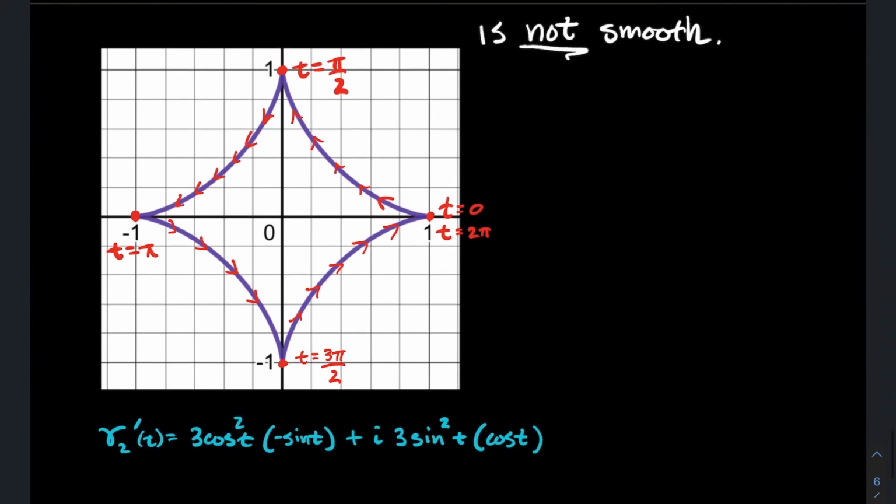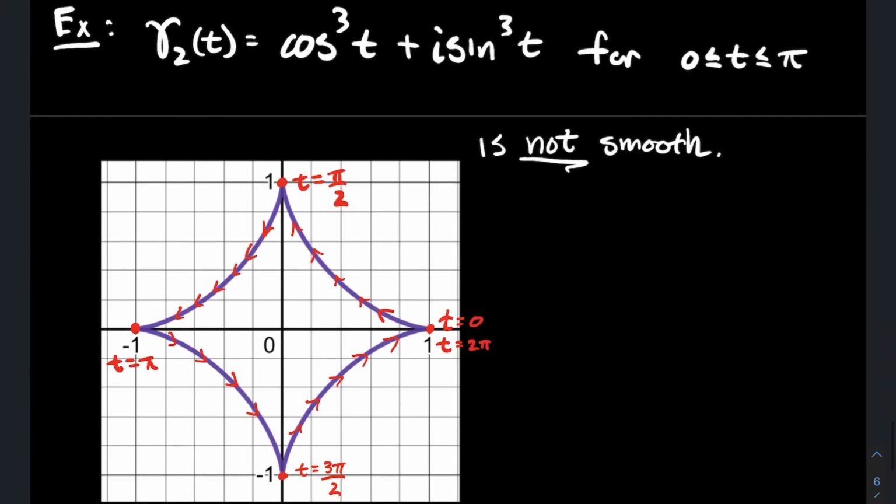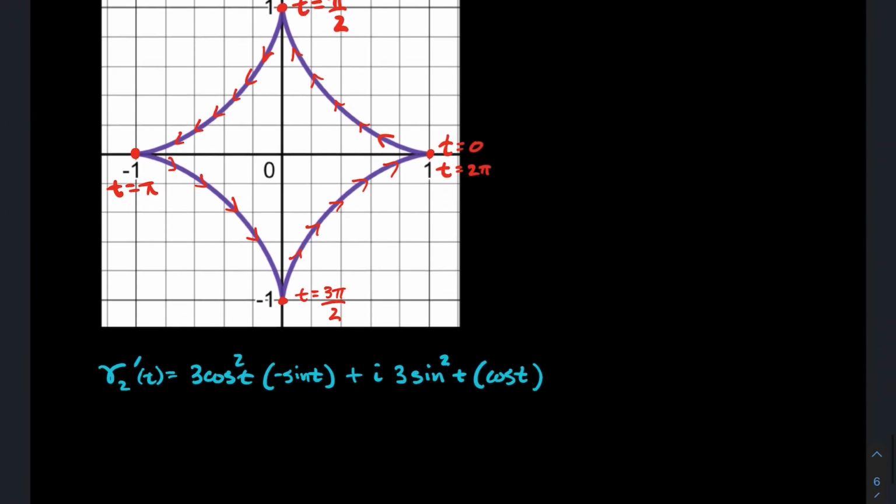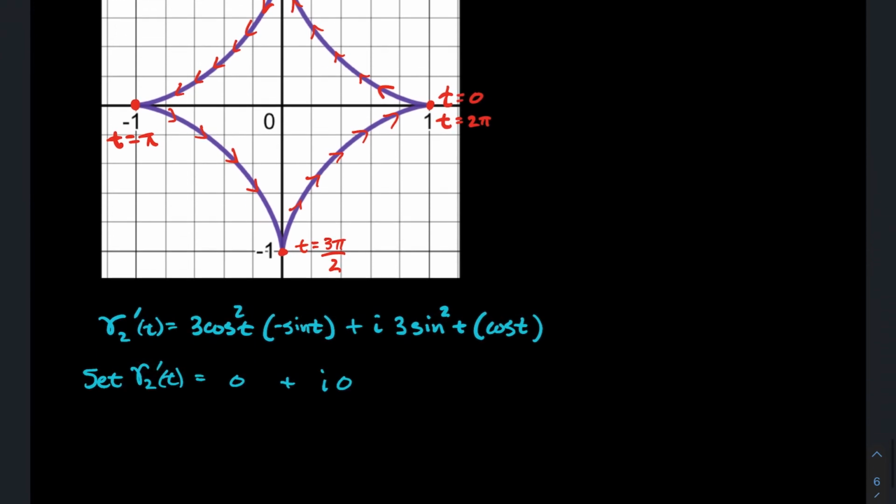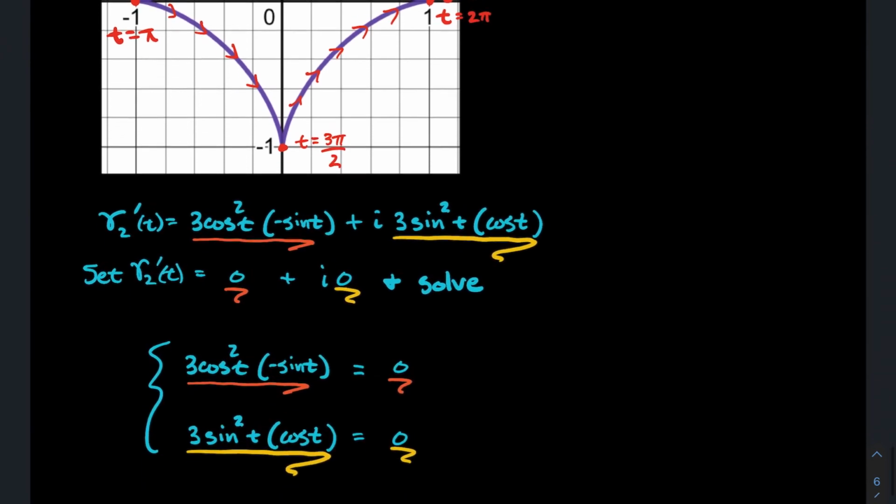So let's go ahead and talk about why it is not smooth. When I think about the derivative, I've computed it here, gamma 2 prime, just using the chain rule. Each of those components, the real part and the imaginary part, are both continuous, so continuity is not the problem. Now let's talk about, is it possible that gamma 2 prime is 0 plus 0i? If I set gamma 2 prime equal to 0 plus 0i in hopes of solving for any possible bad t's, I would set the real part equal to 0 and the imaginary part equal to 0 and solve this resulting little system down here.